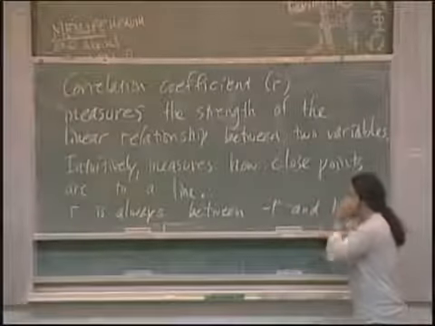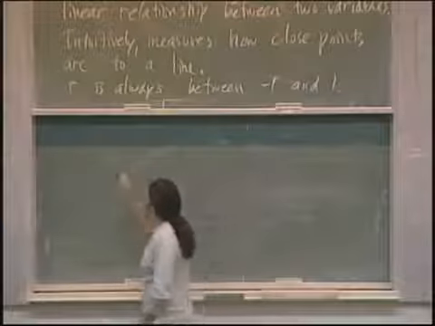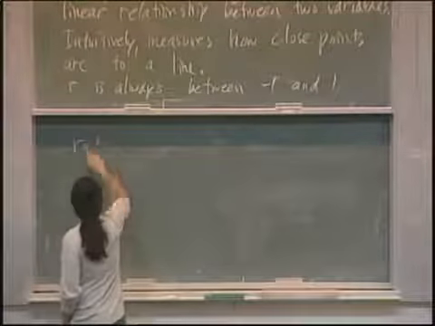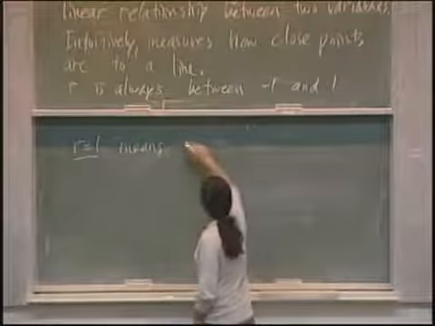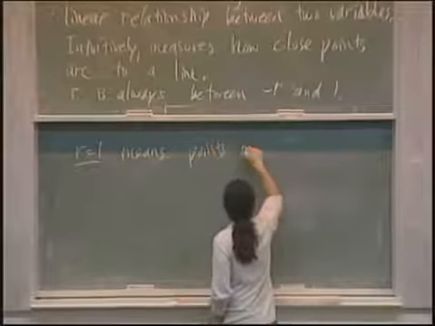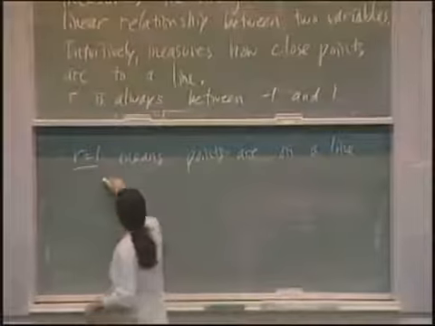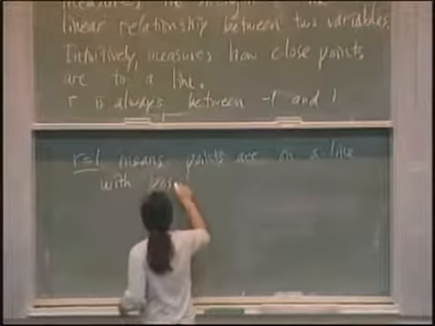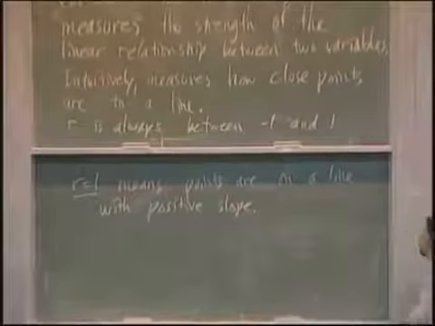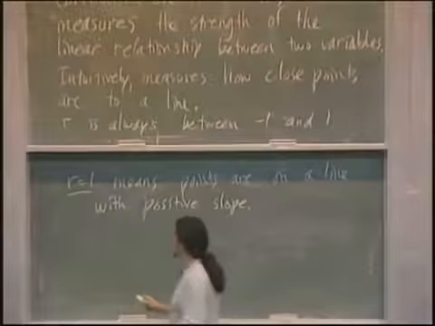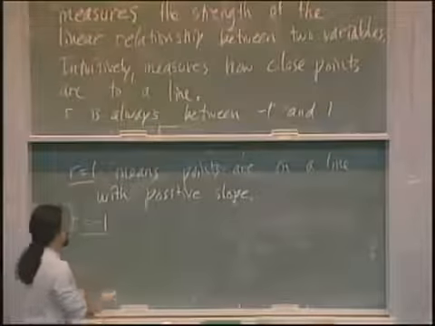And I'll talk a little bit about the extreme cases or special cases first. If r is equal to +1, that means the points are all on a line with positive slope. If r equals -1, the points are all on a line with negative slope.